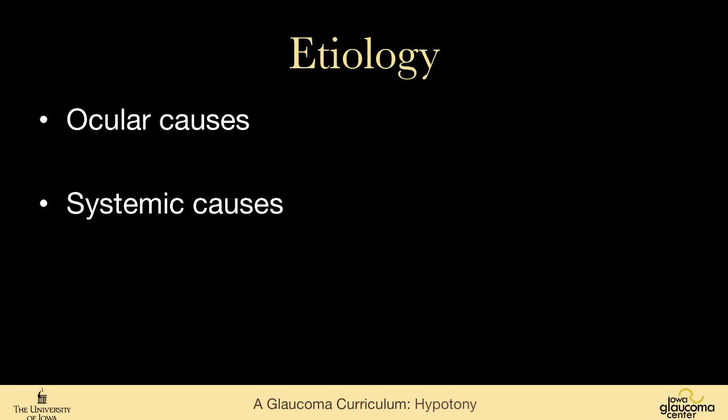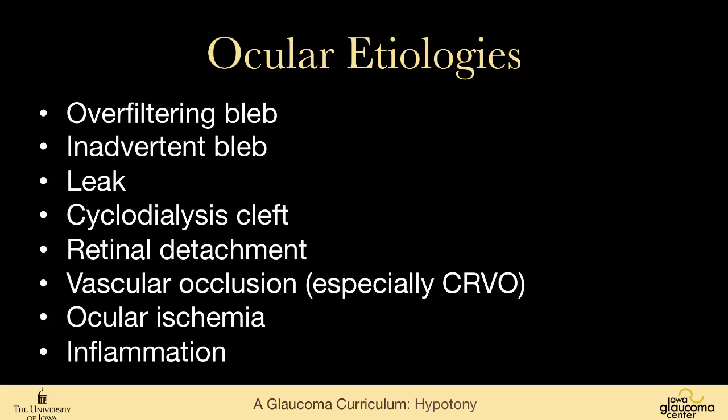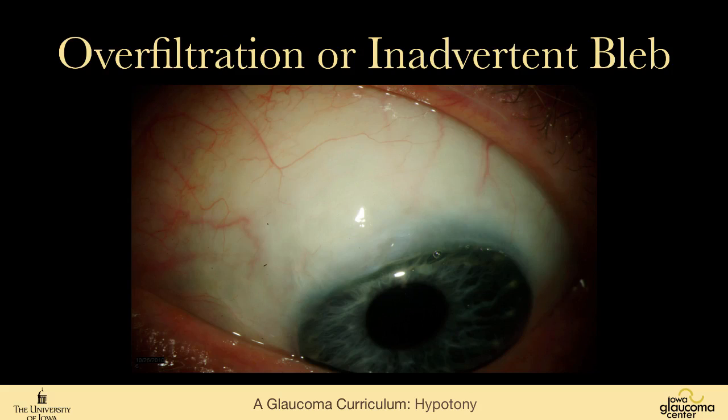Most cases of hypotony have an ocular cause, but there are systemic causes as well. And this is a listing of the ocular etiologies, and we'll go through each of them one by one. So if someone presents with hypotony, you first look at the limbus and see if you can find a bleb. Most people have had glaucoma surgery, a trabeculectomy, so you know that they should have a bleb. But people who've had other surgeries like extracapsular cataract surgery or even a pars plana vitrectomy can have inadvertent filtration that forms a bleb. And those blebs can be very challenging to see.